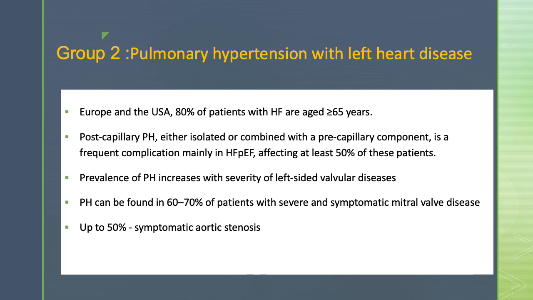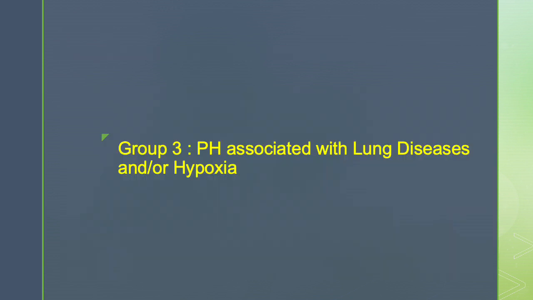The other group, the second group, is with left heart disease. Almost 80% of elderly patients with heart failure will have some form of pulmonary hypertension. It could be post-capillary or combined, and it increases when you have valvular heart diseases. And even in symptomatic mitral valve diseases, almost 60 to 70% will have some form of PH. So it is very important to rule that out.